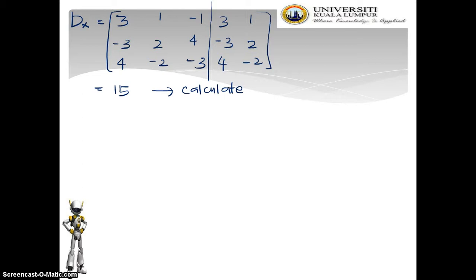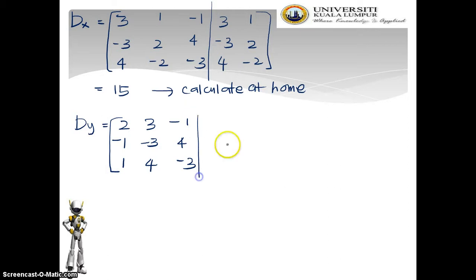So we get 15. For Dy, we replace the second column with the value matrix. So we get 2, negative 1, 1, 3, negative 3, 4, then negative 1, 4, negative 3. We use the diagonal method here. So 2, negative 1, 1, you rewrite again the first and second column, 3, negative 3, 4. Calculate using the diagonal method, and the final answer for determinant Dy is negative 10. Calculate it at home too.